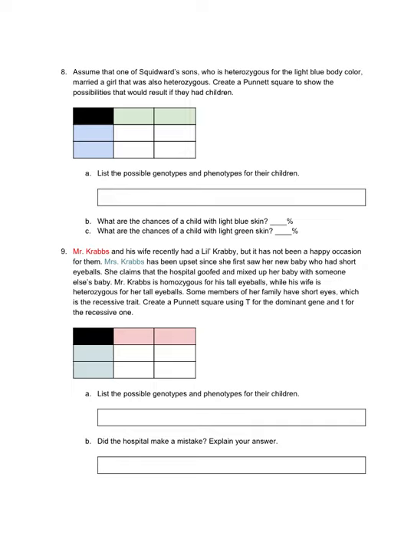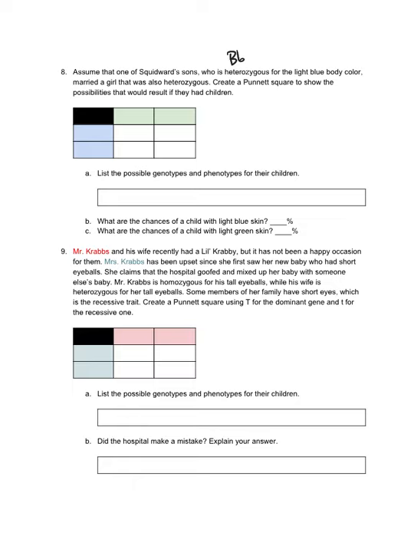Moving on to number 8. It says, assume that one of Squidward's sons, who is heterozygous for the light blue body color, marries a girl who is also heterozygous. Remember, a heterozygous genotype is capital B, small b. It says to create a Punnett square to show the possibilities that would result if they had children.